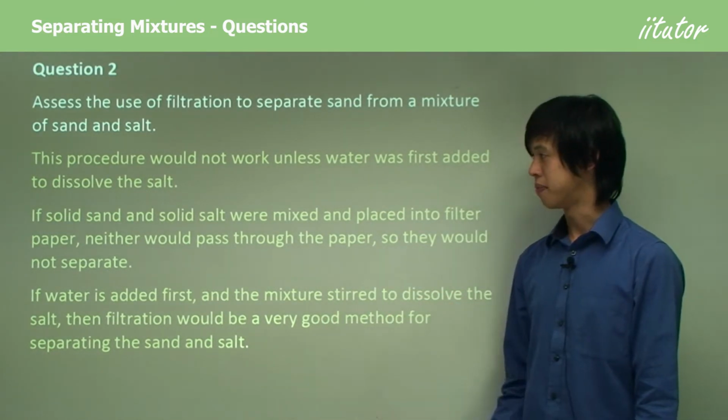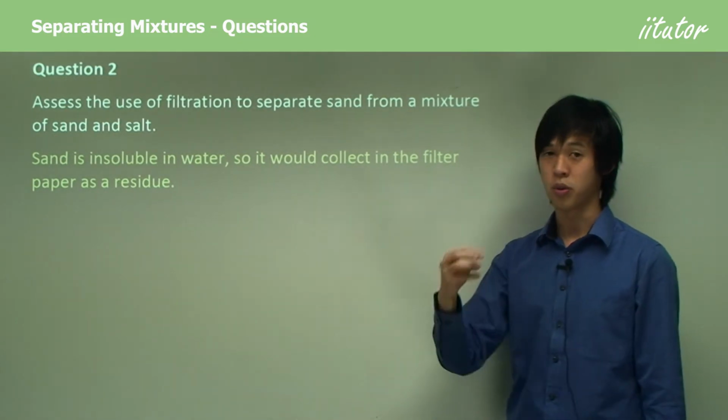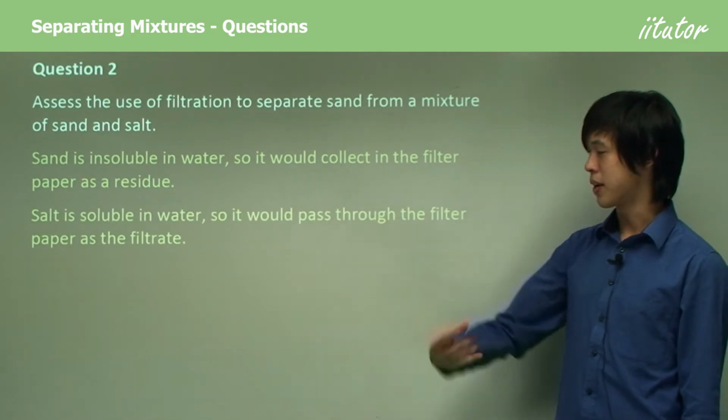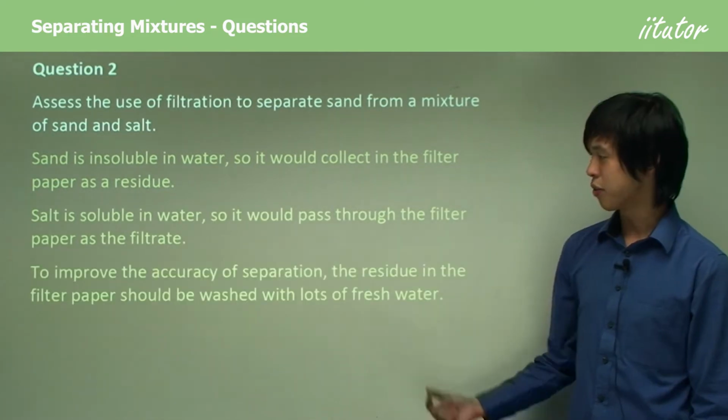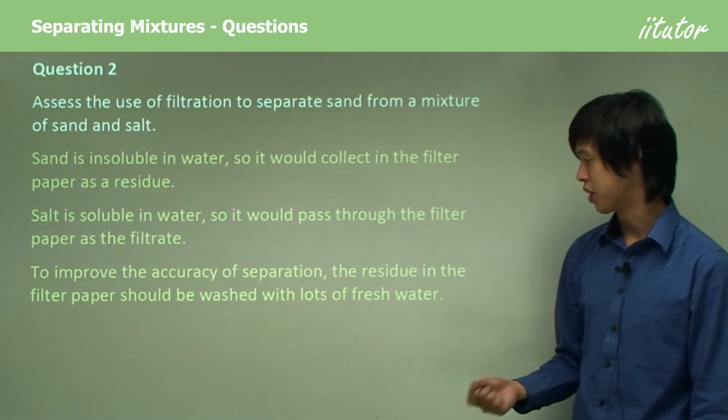So that will work. Sand is insoluble in water, so it would collect in the filter as residue, while the water and salt mixture would just flow straight through. Salt is soluble in water, so it would pass through the filter as the filtrate. To improve the accuracy of separation, the residue in the filter paper should be washed with lots of fresh water.